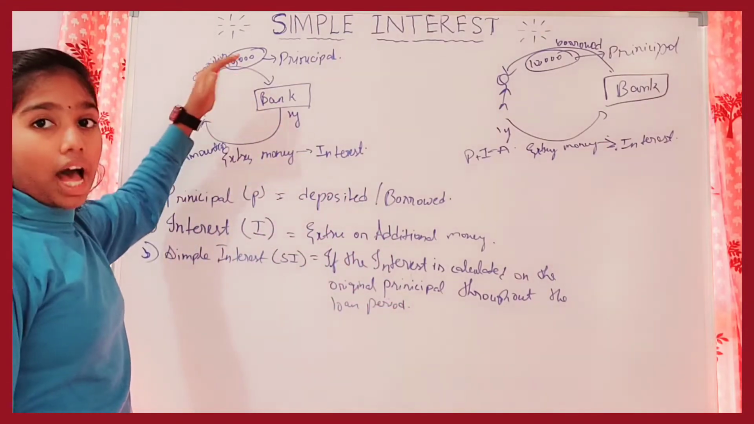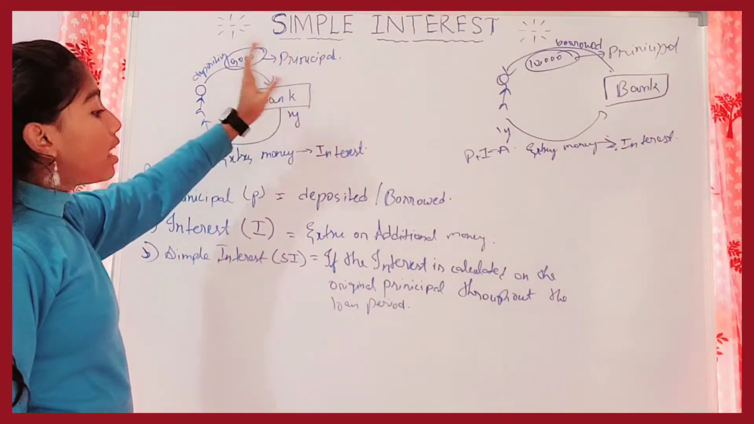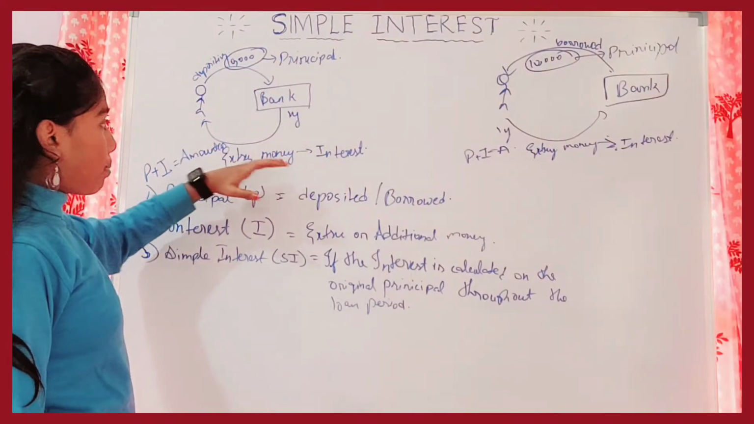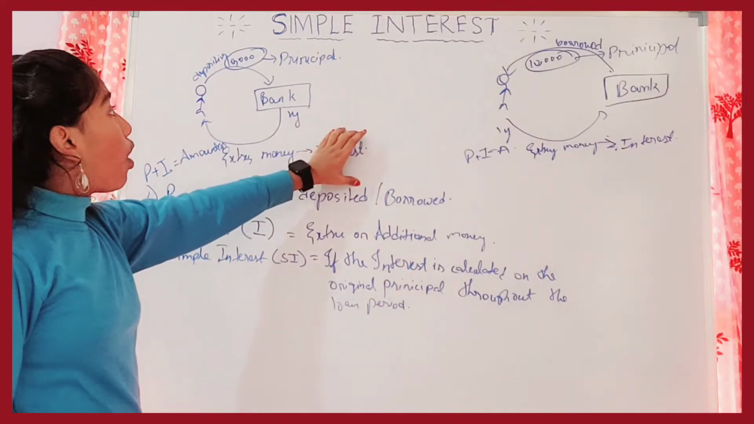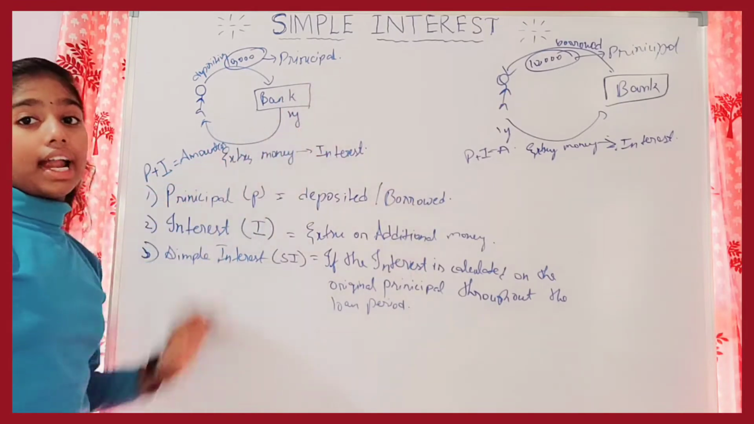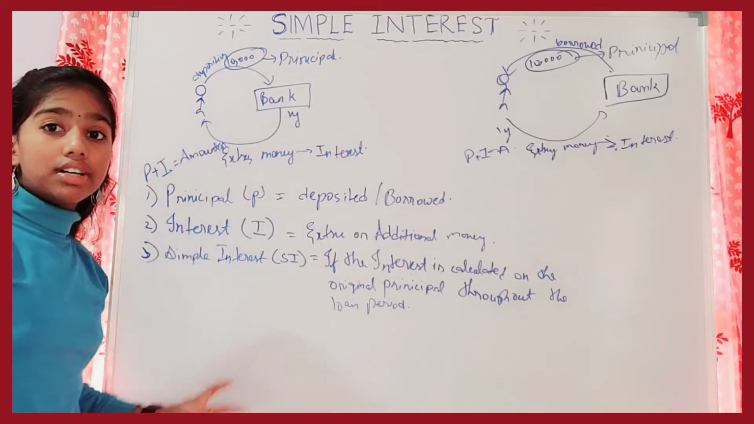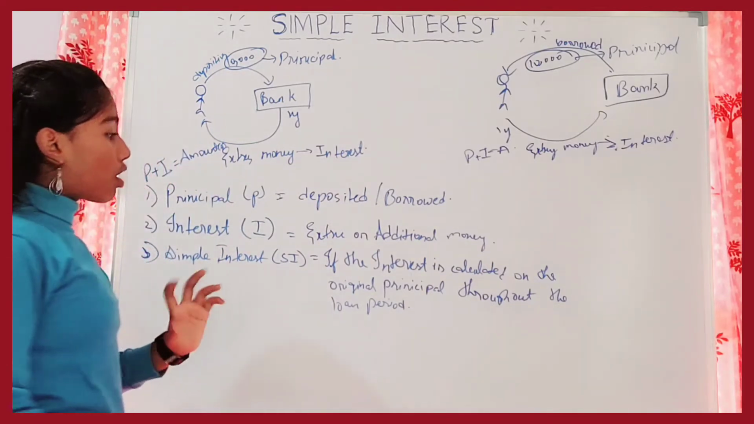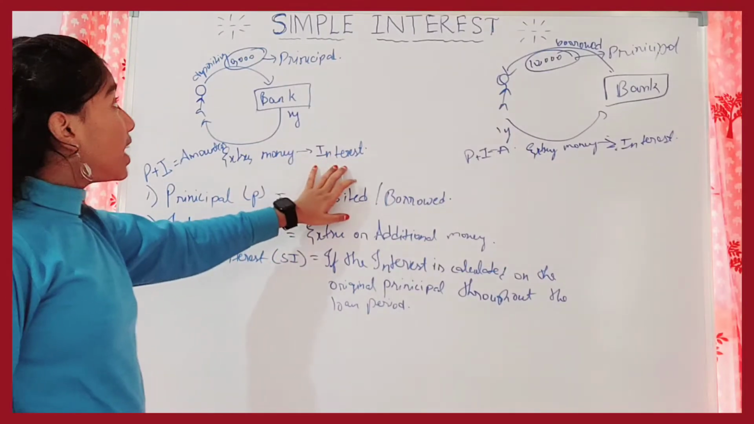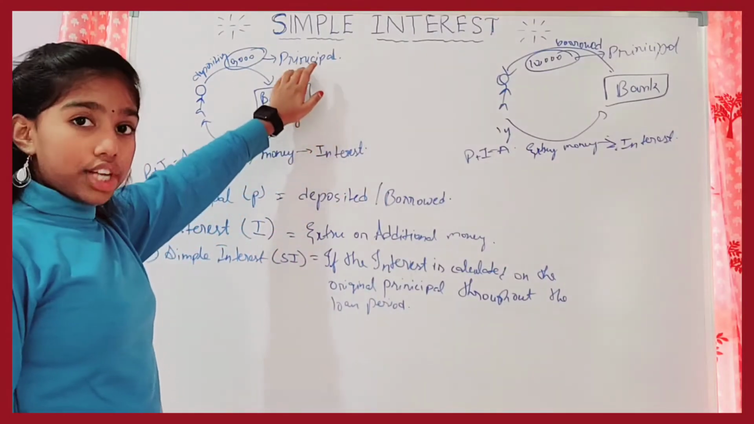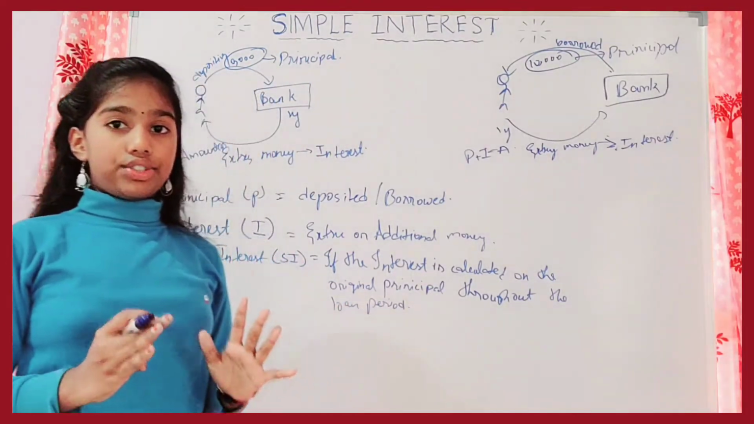Let's take this example: 10,000 is the original principal. Interest means this extra or additional money. When the interest is calculated on the original principal only throughout the loan period, that means 1 year or 5 years or 2 months, 3 months, then it is called simple interest. Just remember that.